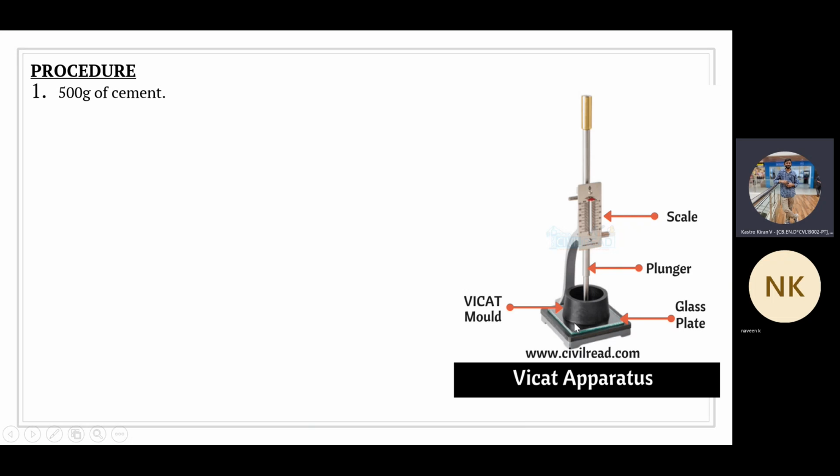Now, how you are going to do this test is, we are going to take a sample of cement. The standard consistency test is meant to find out the exact quantity of water that is required to prepare a cement paste, right?